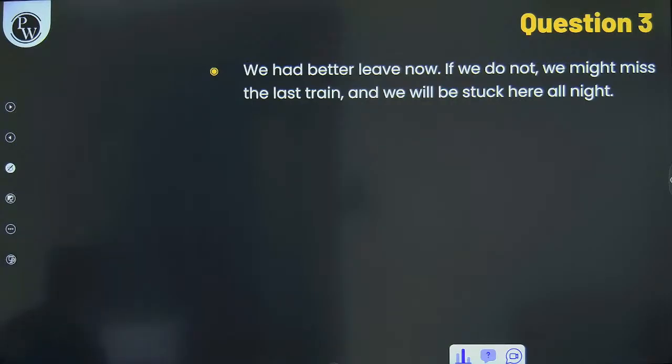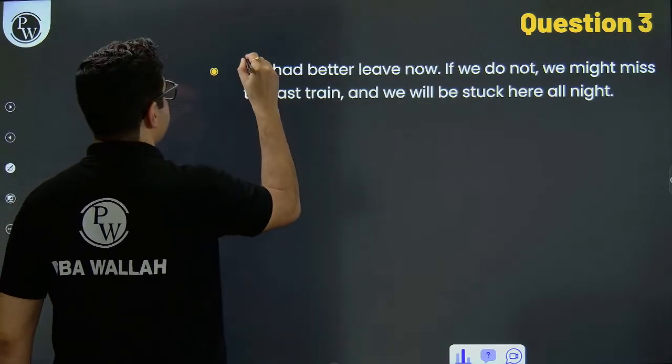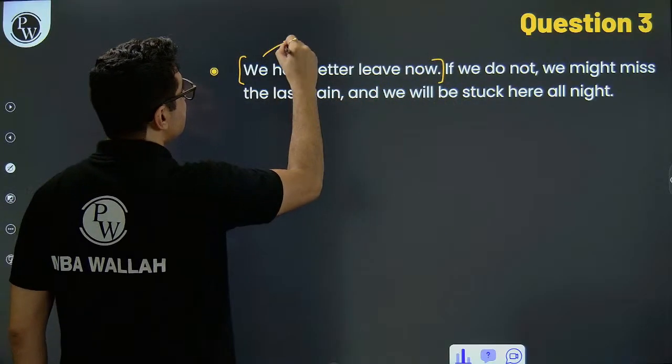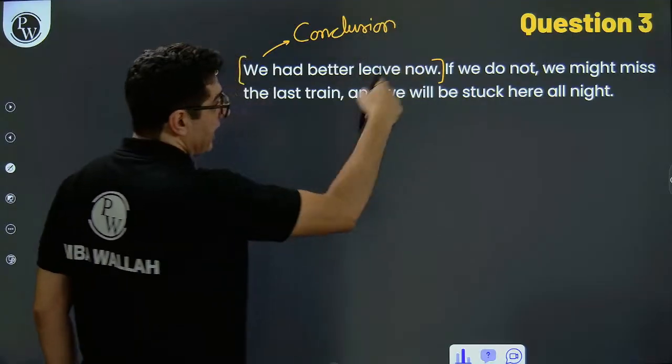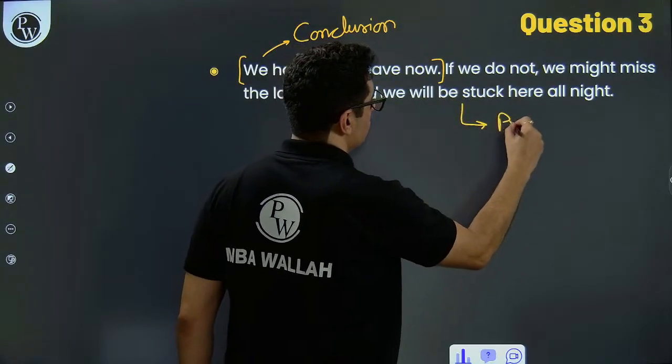All right, so here is my take. This part, "we had better leave now", this is our conclusion, whereas the next sentence shares the premise with you.